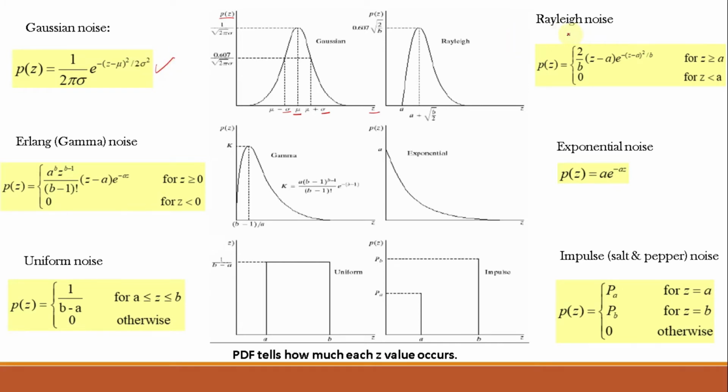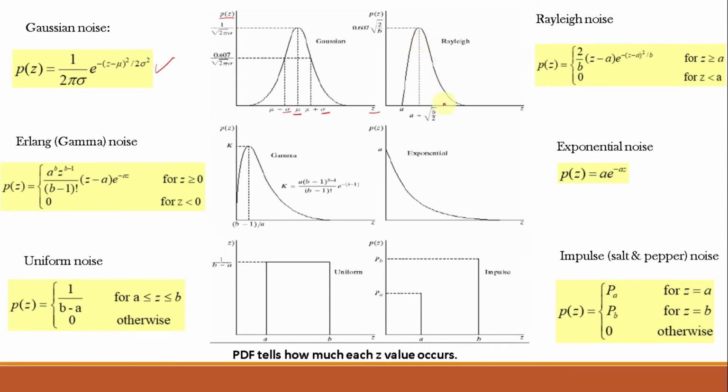The second noise function is the Rayleigh noise function. Unlike the Gaussian distribution, the Rayleigh distribution is not symmetric, right? As you can see here, it is different from the Gaussian distribution. This particular portion is the same as the Gaussian distribution, but this left portion is an abrupt portion, that is rising abruptly.